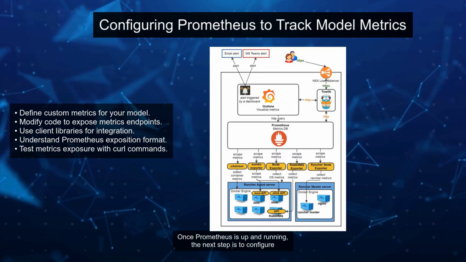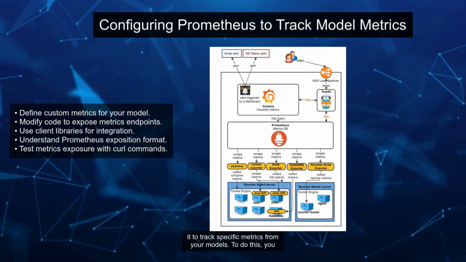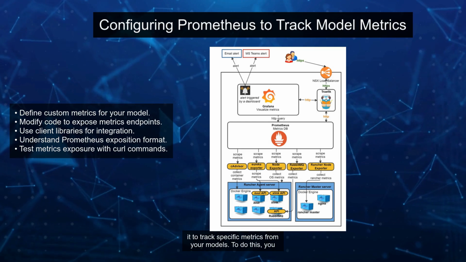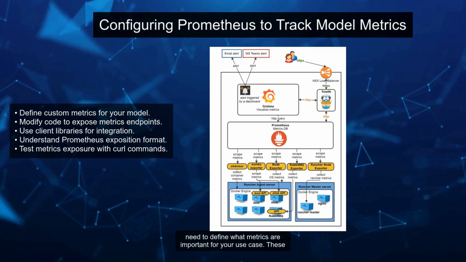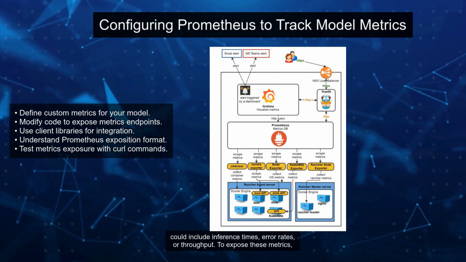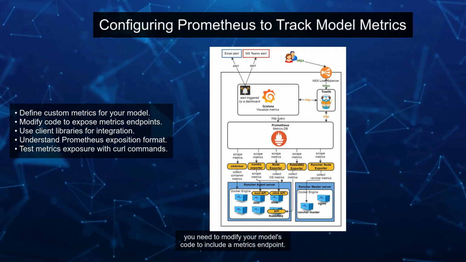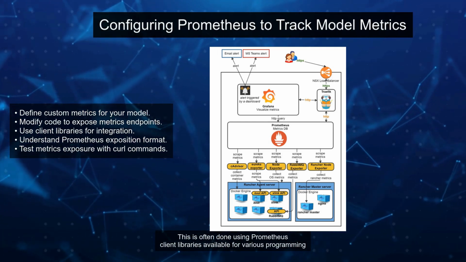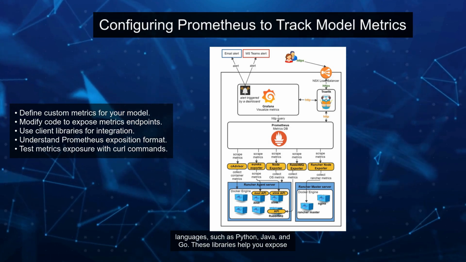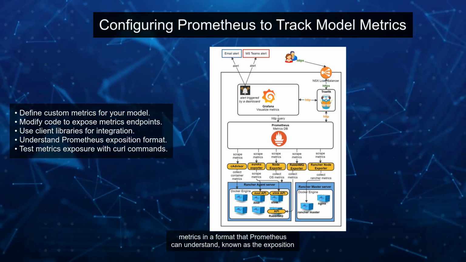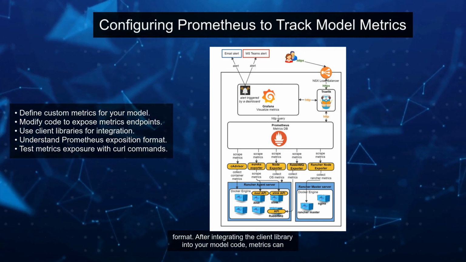Once Prometheus is up and running, the next step is to configure it to track specific metrics from your models. To do this, you need to define what metrics are important for your use case. These could include inference times, error rates, or throughput. To expose these metrics, you need to modify your model's code to include a metrics endpoint. This is often done using Prometheus client libraries available for various programming languages, such as Python, Java, and Go. These libraries help you expose metrics in a format that Prometheus can understand, known as the exposition format.